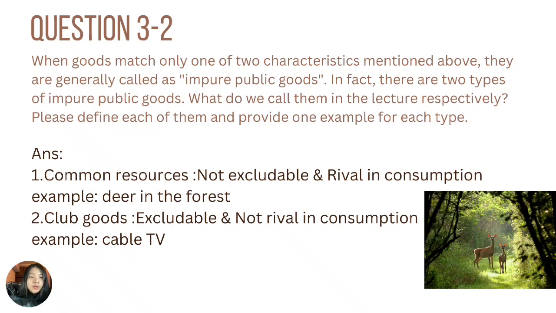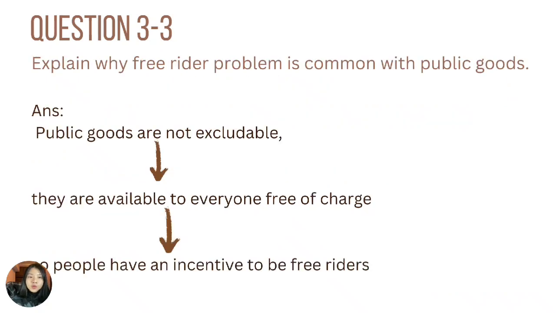For example, cable TV. So, why is the free rider problem common with public goods? It's because public goods are not excludable, so they are available to everyone free of charge. So, people have an incentive to be free riders.